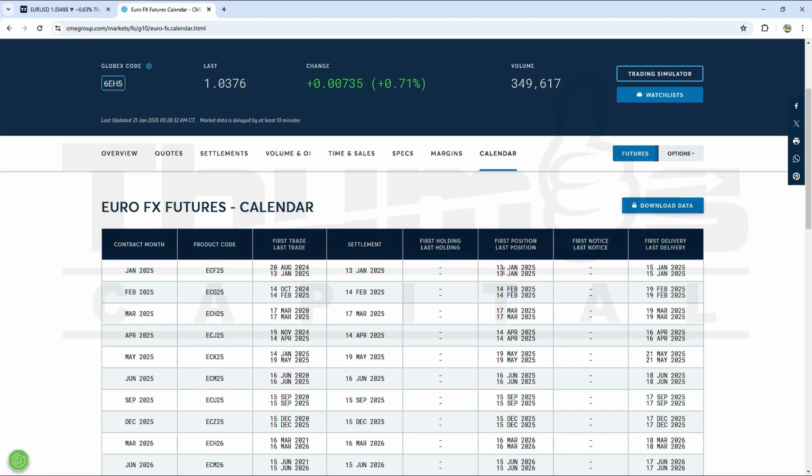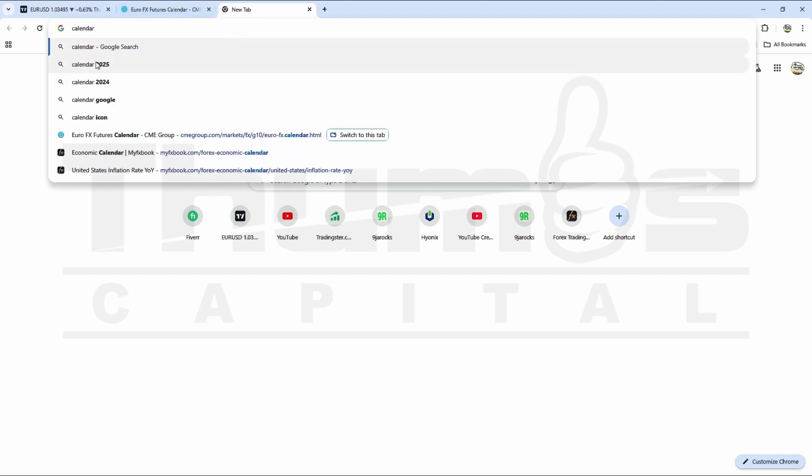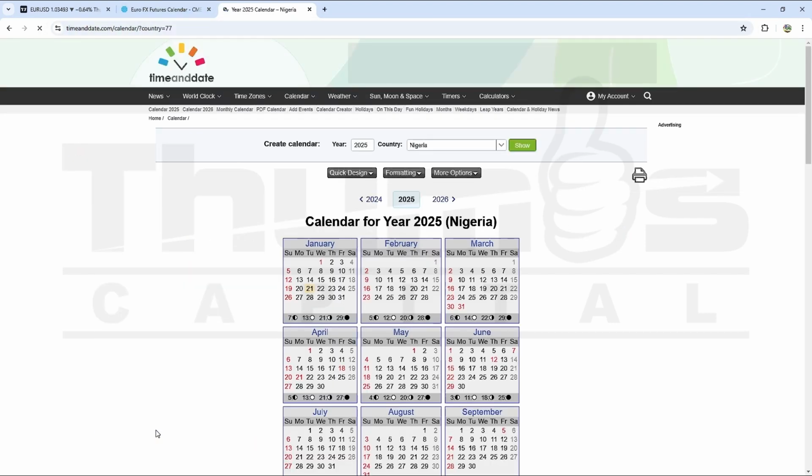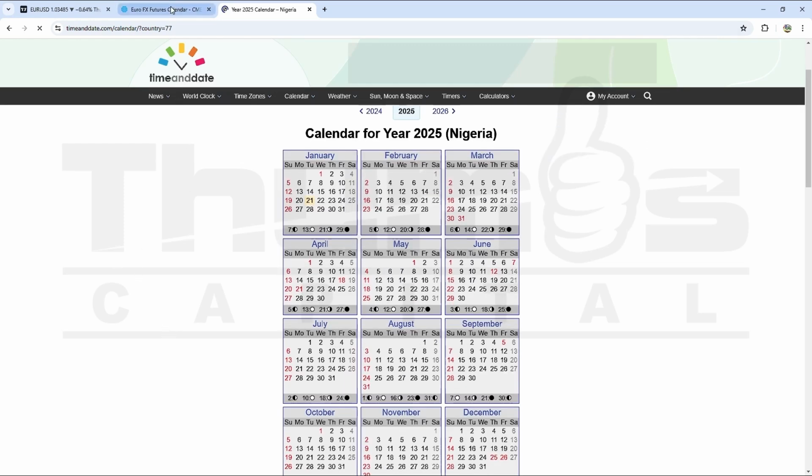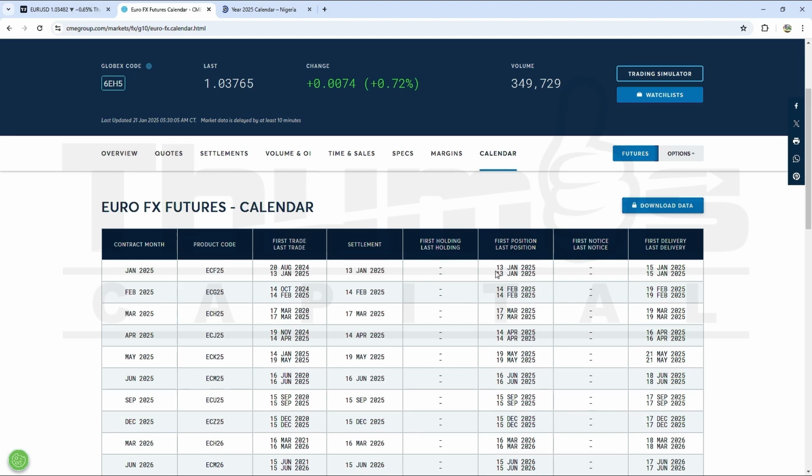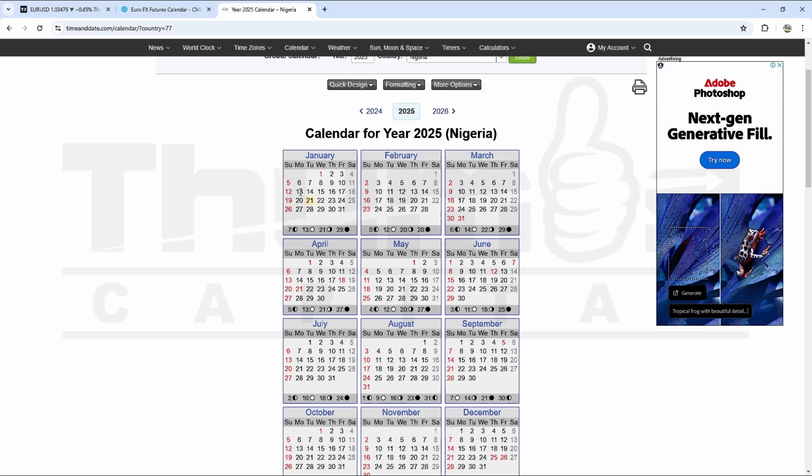Like you can see here, we have 13th of January and here we have 15th of January. That means 13th to 14th of January is when the contract is opened, and by 15th the delivery begins. So let's check the calendar to confirm that this is Monday, Tuesday of every month. So let's go back to CME. For January, we have 13th and 14th of January, because delivery will start on the 15th. So 13, 14 is when the contract will be opened. Let's check that. You can see it right here. 13, 14 is Monday, Tuesday.